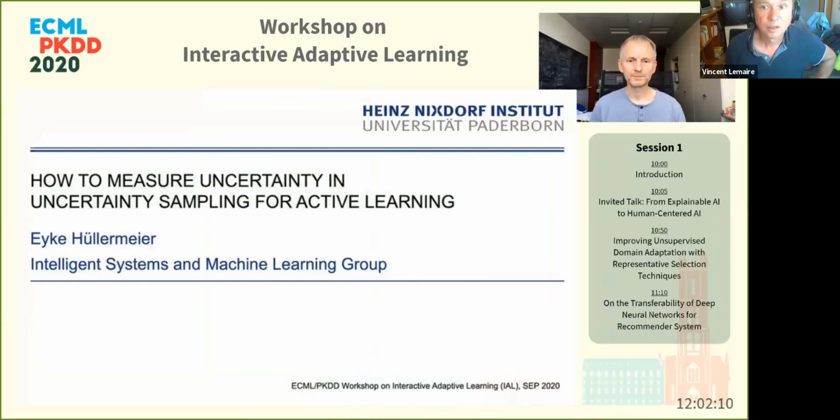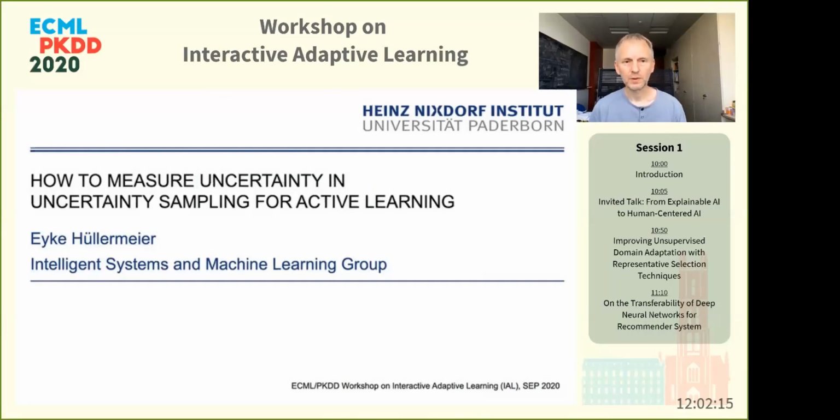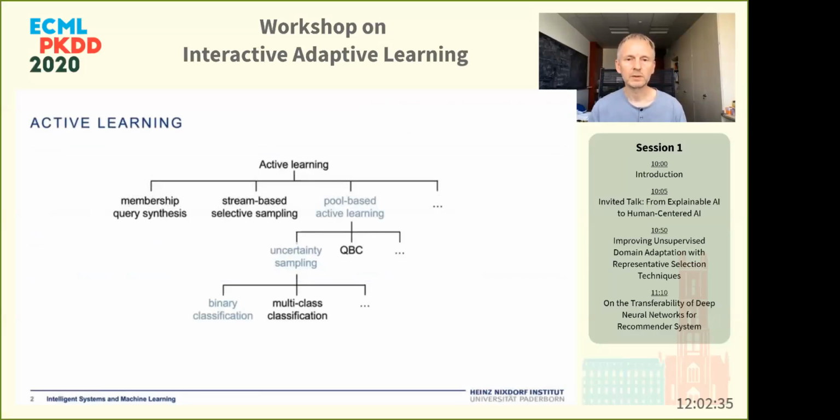All right. So welcome everyone to my presentation on how to measure uncertainty in uncertainty sampling for active learning. Thanks a lot to the organizers for inviting me. It's a pleasure to give a presentation on the occasion of this workshop on interactive and adaptive machine learning. So the topic I'm going to address today is one of the topics that is highlighted for this workshop, namely active learning, which is one of the relevant topics in this realm of interactive and adaptive learning.